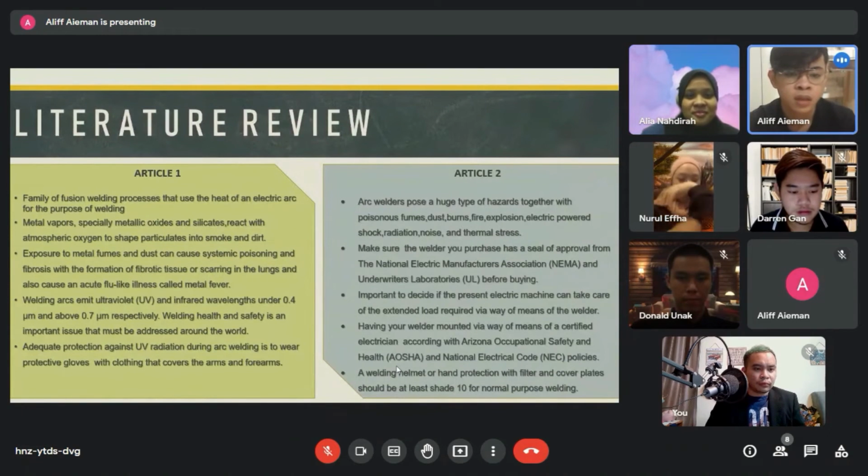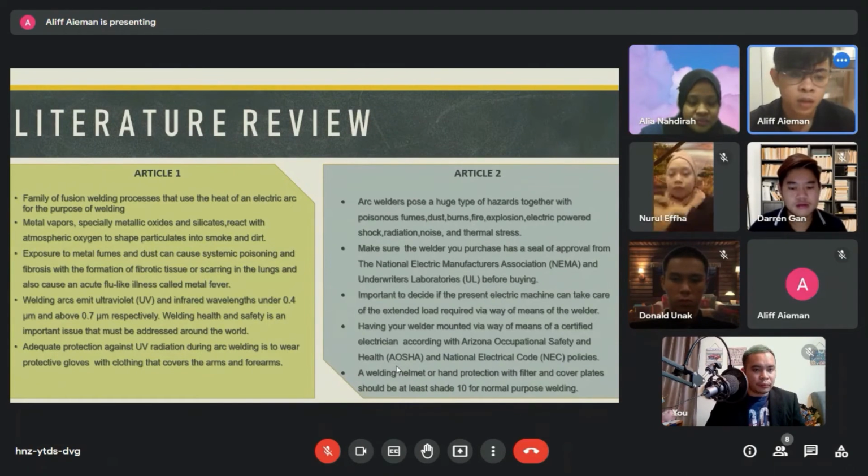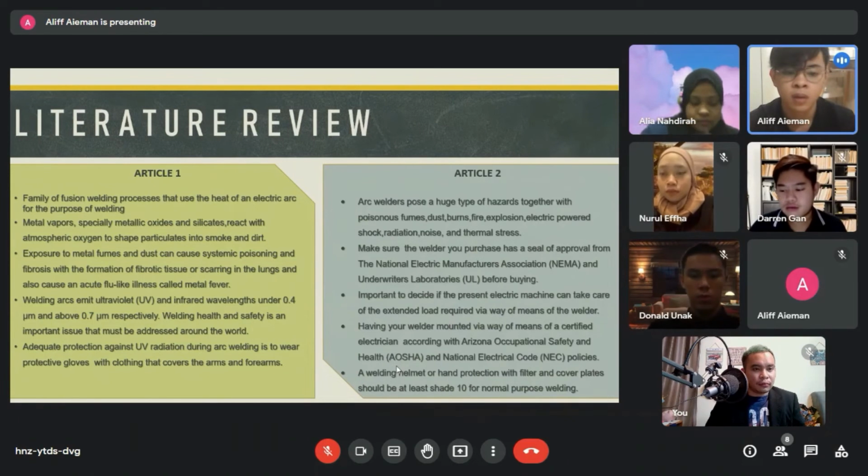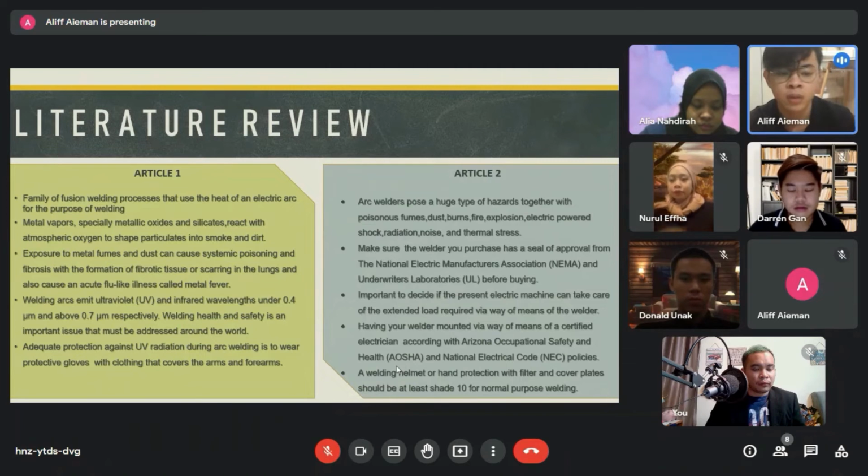Metal welding, especially metal and silicas with a small ferric oxide, creates particulates of smoke and dirt. Exposure to metal fumes and dust can cause systemic poisoning and fibrosis, with the formation of fibrotic tissue or scarring in the lungs, and also cause an acute flu-like illness called metal fever.